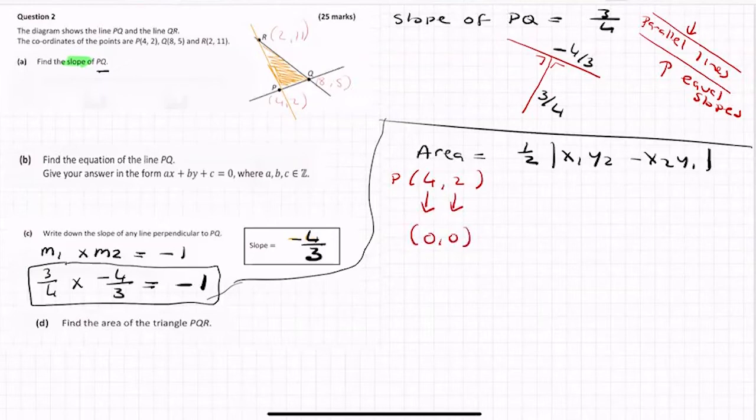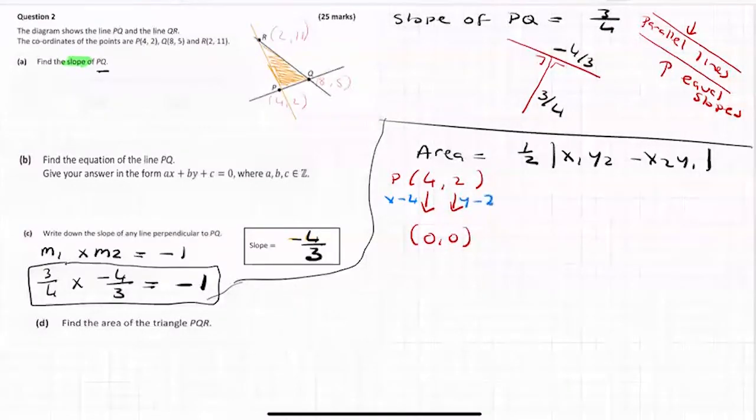Okay, so what am I doing to the x coordinate to do that? To go from 4 to 0? Well, I'm subtracting 4 off the x value. What am I doing to the y coordinate? To go from 2 to 0? Well, I'm subtracting 2 off the y coordinate.